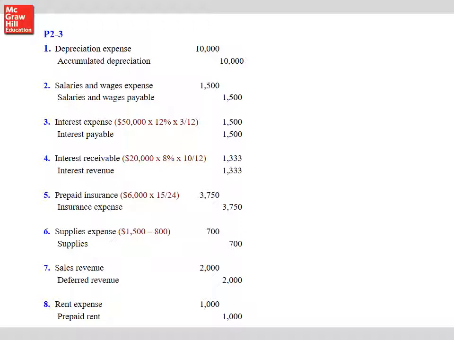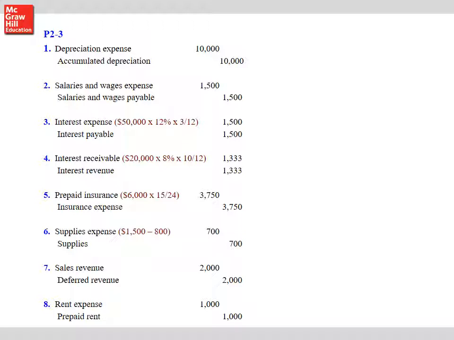In number 4, March 1st of the current year, the company lent a supplier $20,000 and a note was signed requiring principal and interest at 8% to be paid on February 28th. So now it's a different scenario. Now the company loaned money to a supplier on a loan. Well, now they're receiving the interest. The question here is, did they have any interest earned by the end of the year?